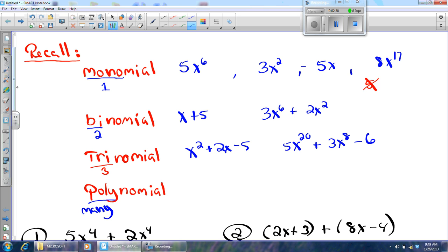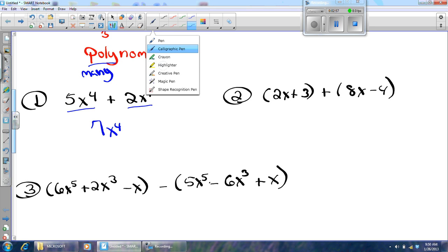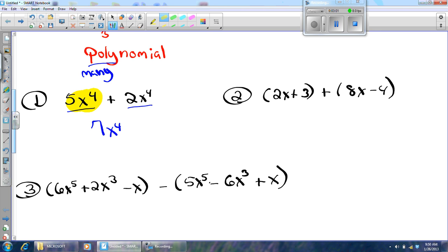Okay, so let's see how to add them. This is real simple here. You see, I have 5x to the fourth, and I have 2 more x to the fourth. Don't I have 7x to the fourth? All I'm doing is combining like terms. That's part of the reason combining like terms is so important, is that you're going to have to use it in this higher level math. See, I have 5x to the fourth. I have 2 more x to the fourth, so altogether I have 7x to the fourth.